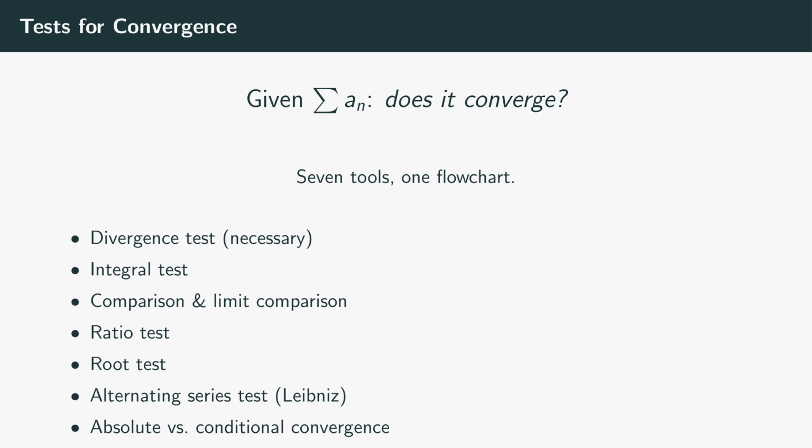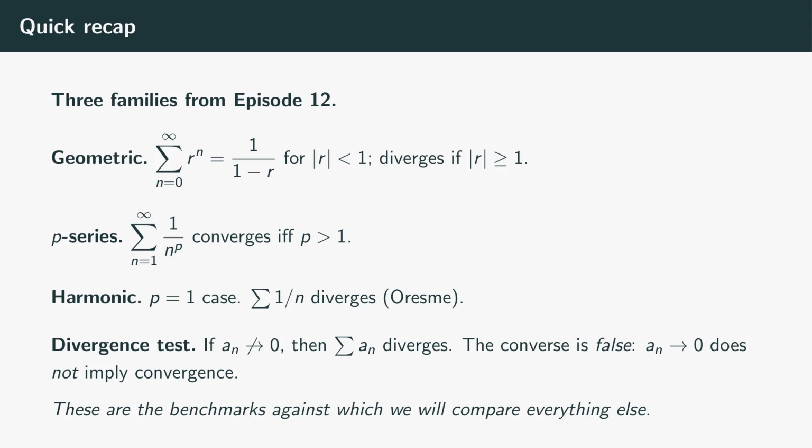Let's go. Quick recap from last episode, because everything today builds on it. 3 families. The geometric series, the sum of r to the n, equals 1 over 1 minus r when the absolute value of r is less than 1 and diverges otherwise. The p-series, the sum of 1 over n to the p, converges if and only if p is greater than 1. The harmonic series is the p equals 1 boundary case. It diverges even though 1 over n approaches 0.